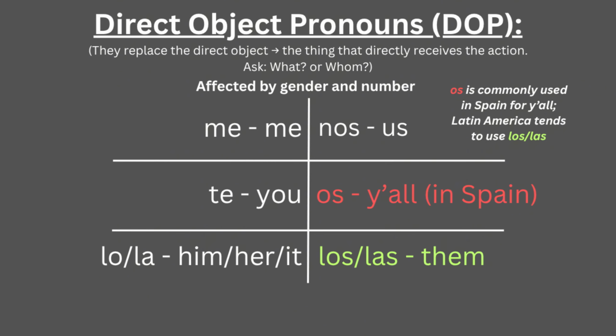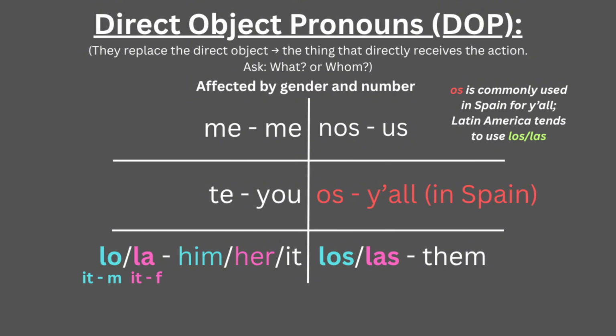While some pronouns are understandable, others are affected by gender and number. Lo can mean singular masculine it or him. La can be singular feminine it or her. Los can be plural masculine them, as in people or things, and las can mean plural feminine them.